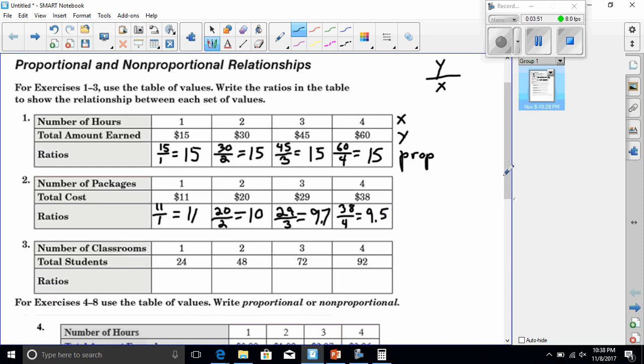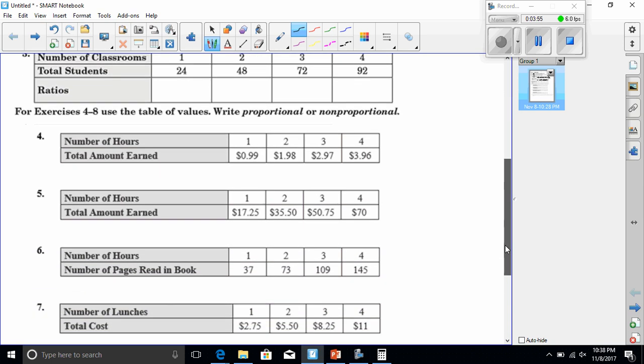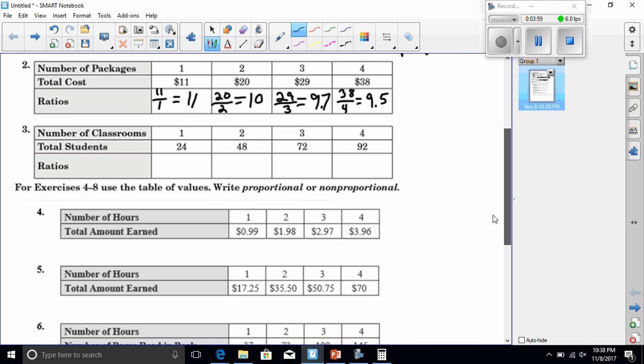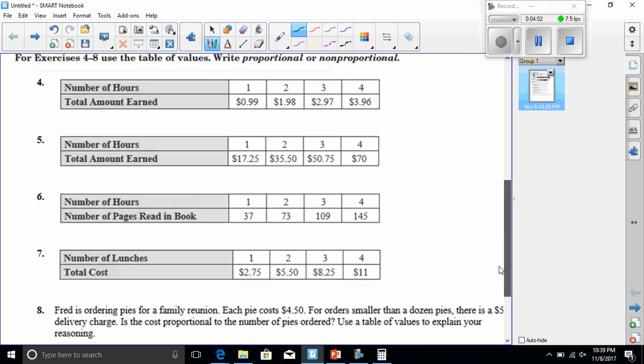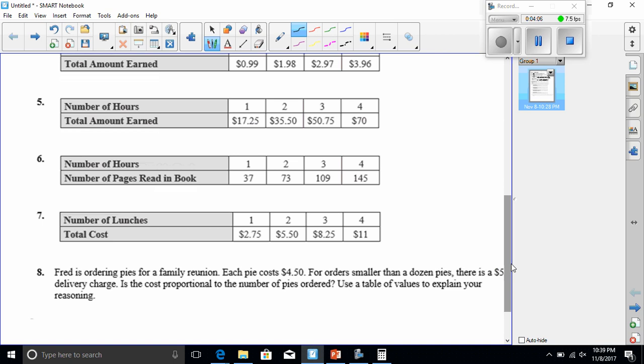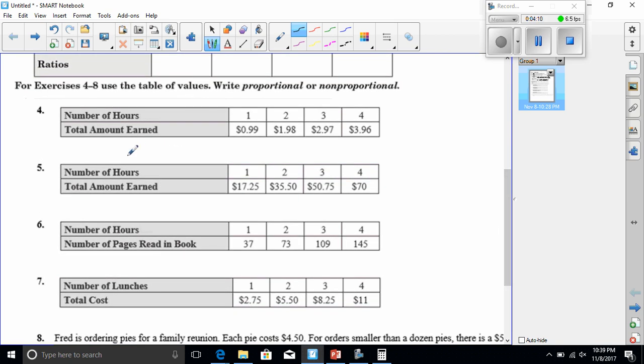Okay, I did the first two. I would like you guys to go ahead and do number 3 yourself. Now I'm going to go ahead and work 5 and 7 and let you guys do the rest. All right, 5 and 7 coming up. It says we're going to write if it's proportional or not. And remember, it has to be the same throughout the whole thing, right? So I'm leaving you 4, 6, and 8 to do.